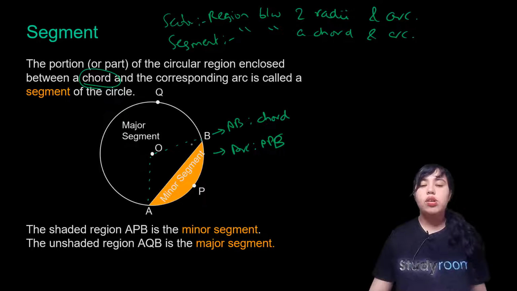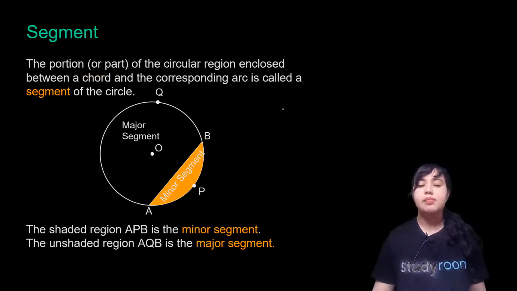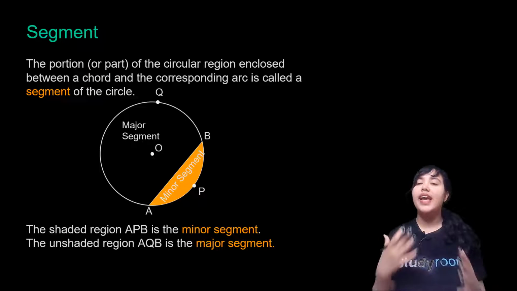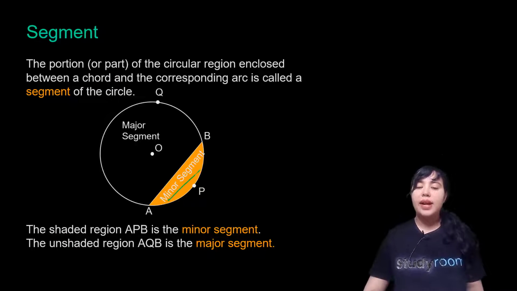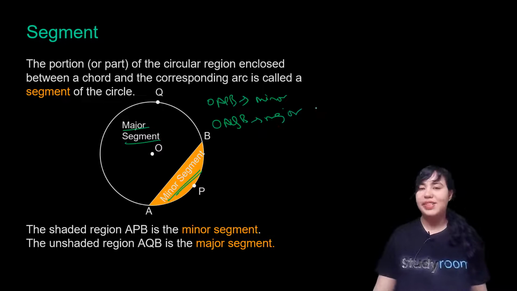Here also, this circle will have two segments. Basically any circle can be divided into a minor segment and a major segment, depending on the area it occupies. So this is my minor segment, and this greater area is my major segment. Here we have OAPB and OAQB. So this is minor and this is your major segment.